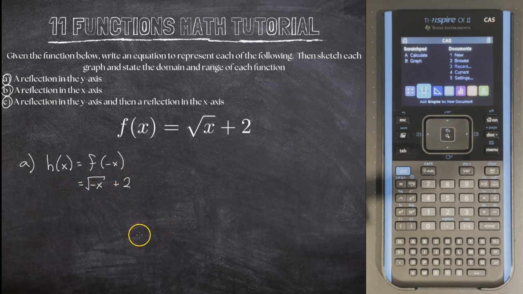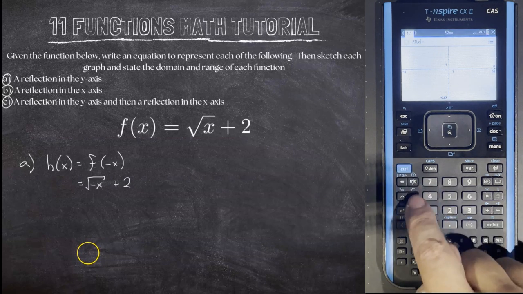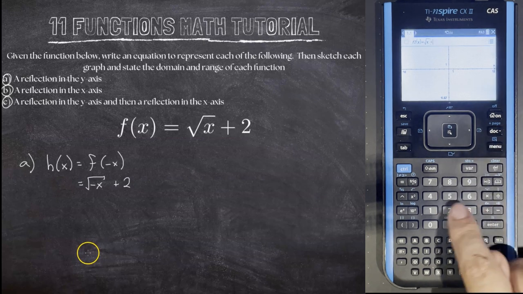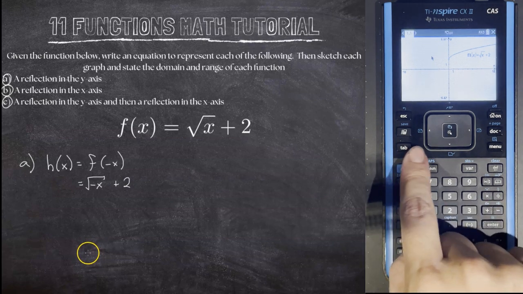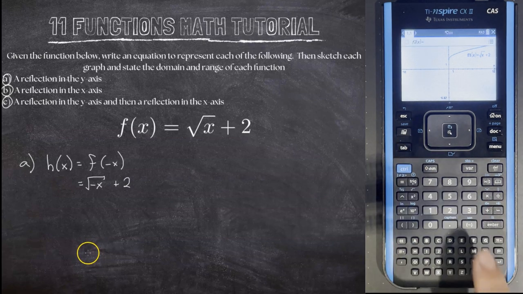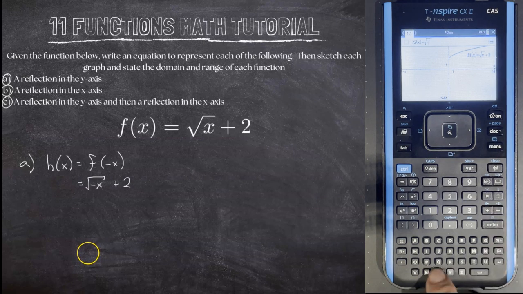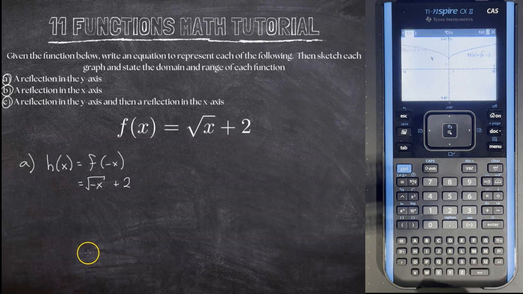Let's see what these two functions, f of x and h of x, look like on our calculator. Alright, so if we're looking at a reflection in the y-axis, let's write the original function. So we've got the square root of x plus 2. Now I'm going to add the reflection function that we figured out. So that's going to be labeled as f2 of x, and we ended up getting the square root of minus x plus 2. All right, so that's what it looks like.